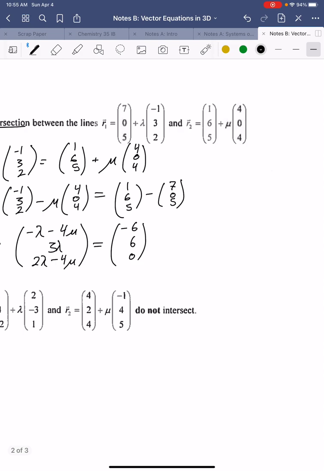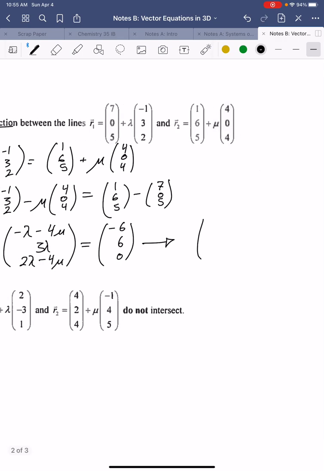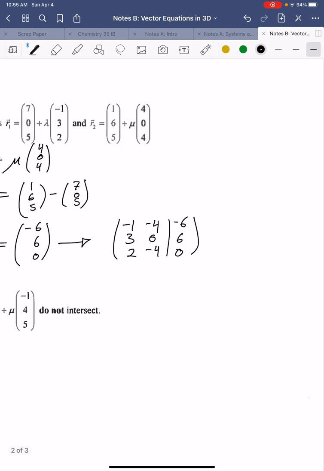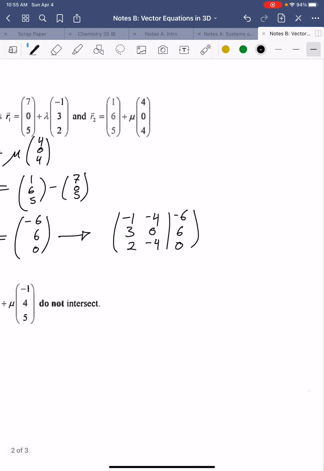So, what else is this? This is a system of equations. So, we can turn this into a system of equations, which gives us, we can actually turn it into a matrix, which gives us negative 1, negative 4, 3, 0, 2, negative 4, negative 6, 6, 0. That's our matrix. It looks kind of odd because there's more than one thing, but we can solve this pretty easily without even using RREF.